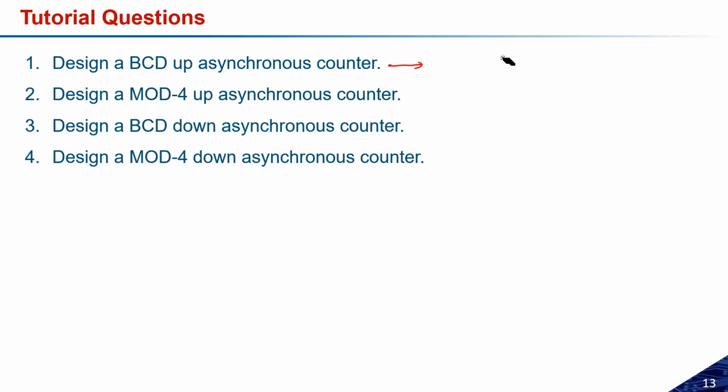Similarly, you can also make the BCD down counter, mode 4 up counter, and mode 4 down counter. These are the tutorial questions that you have to do at home. These are some homework. These are all easily doable. Just follow the procedure which we followed in the previous slide, and then you can do it.